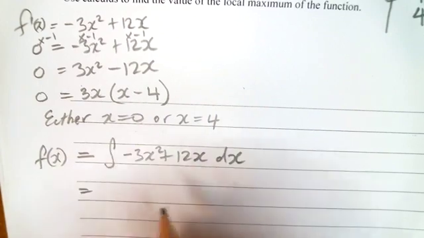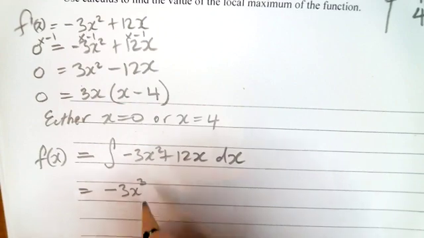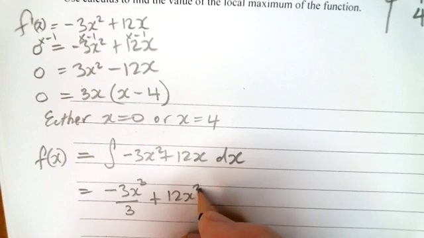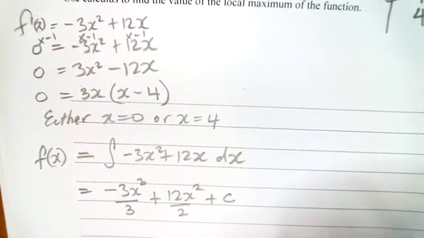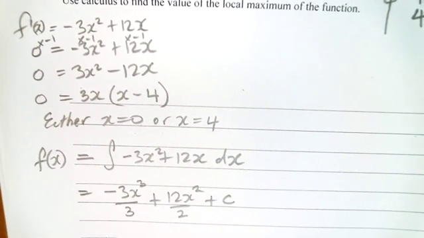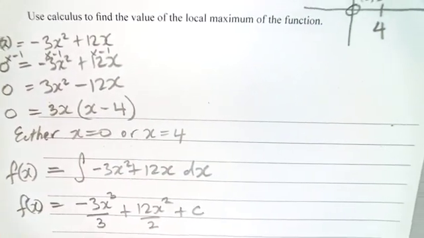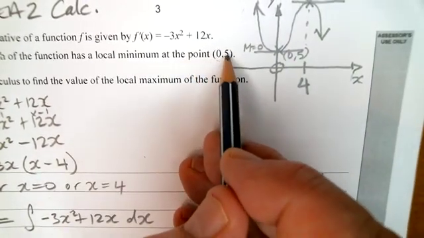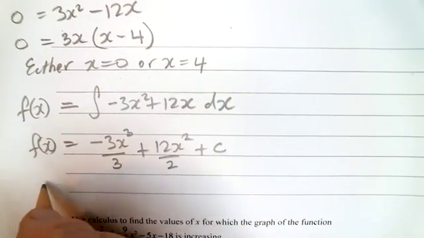All right, so let's go ahead, and we're going to say minus 3x, increase the power by 1, divide by the new power, plus 12x, increase the power by 1, divide by the new power, plus c. Now, there is what f of x is. Now, we also know, if that's f of x, that we've got a couple of points here. If x is 0, y must be 5. X is 0, y is 5. So let's go and put that in now. X is 0, so f of 0.